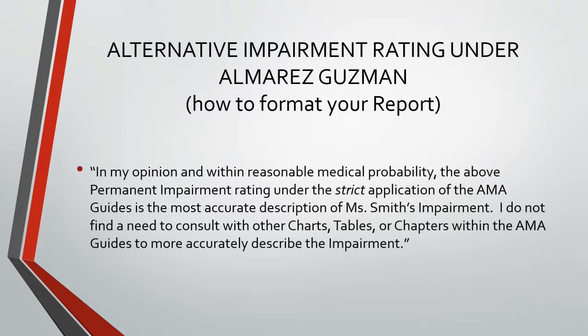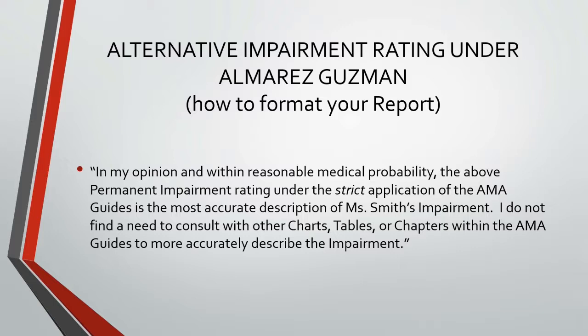Now, on the contrary, if you believe an alternative impairment rating applies to the examinee and you decide to provide for an alternative impairment rating under Almaraz and Guzman, that opinion would also go under this same topic heading, Alternative Impairment Rating under Almaraz and Guzman, but your description of it would be greatly, greatly different, of course. And your description of the alternative impairment rating has to satisfy several important criteria in order for that alternative impairment rating to qualify as substantial medical evidence and in order for it to be upheld by the parties.